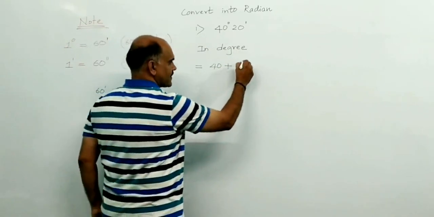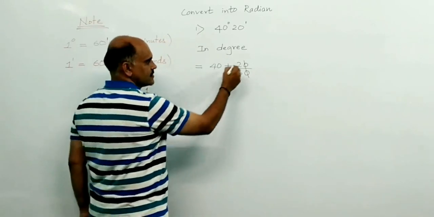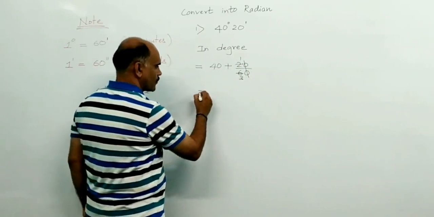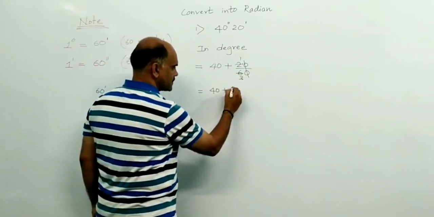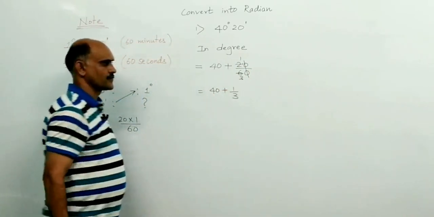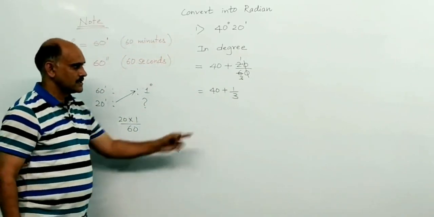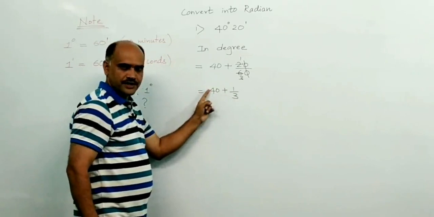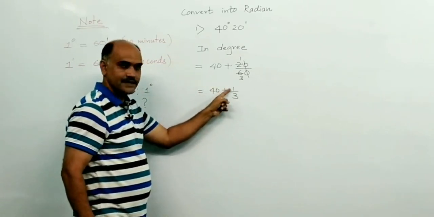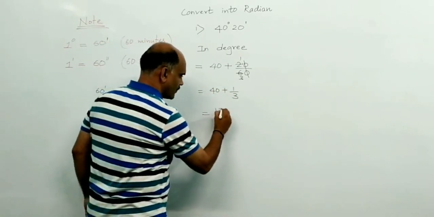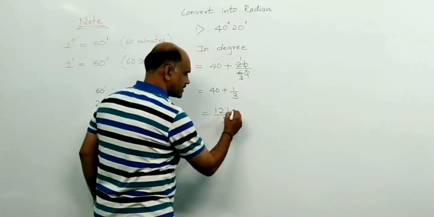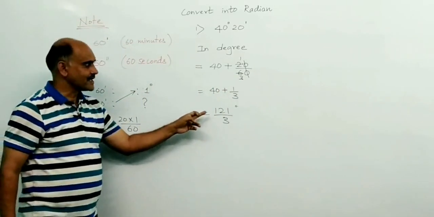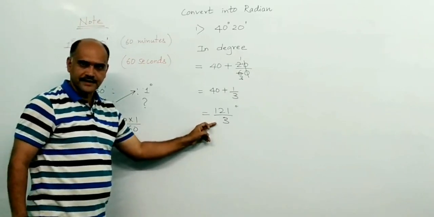Now if I simplify this, 0 gets cancelled. 2 1s are 2, 2 3s are 6. So 40 plus 1 by 3. Now if I take LCM, 40 into 3, 4 3s are 12, 120 plus 1. So you will have 121 divided by 3. This is in degree.